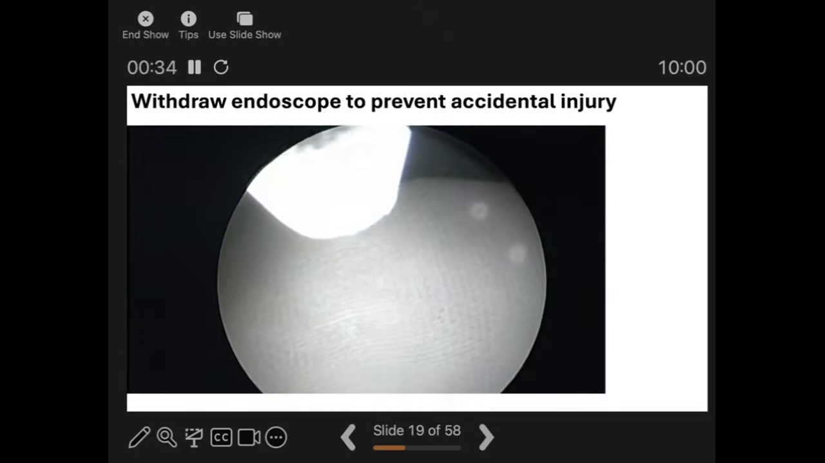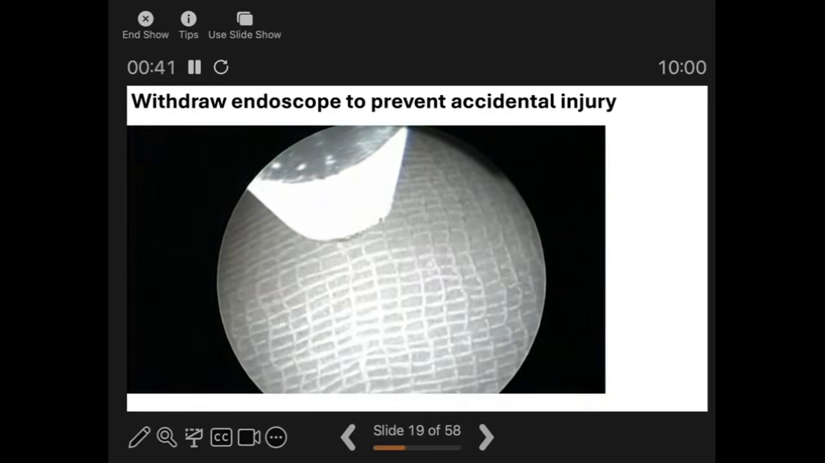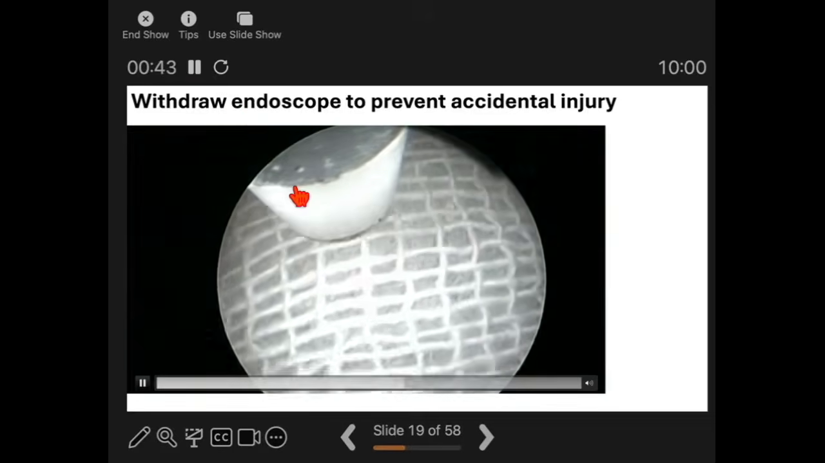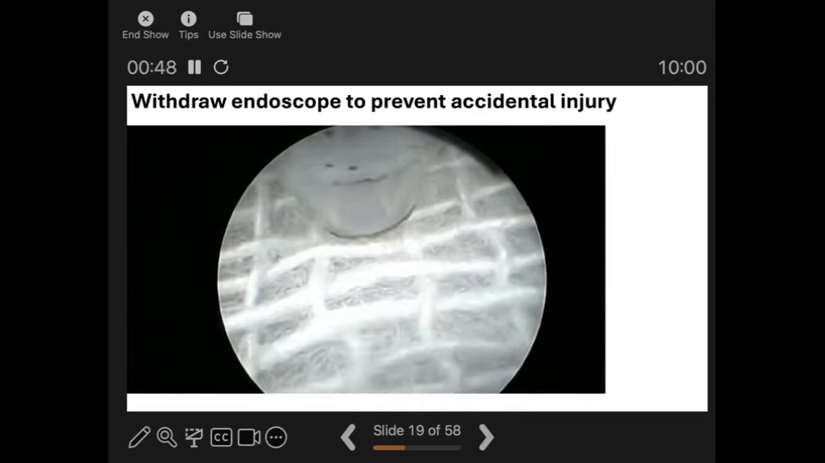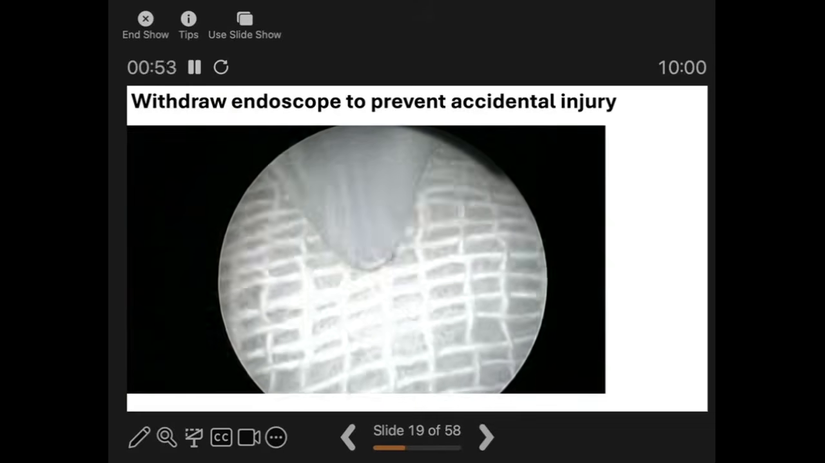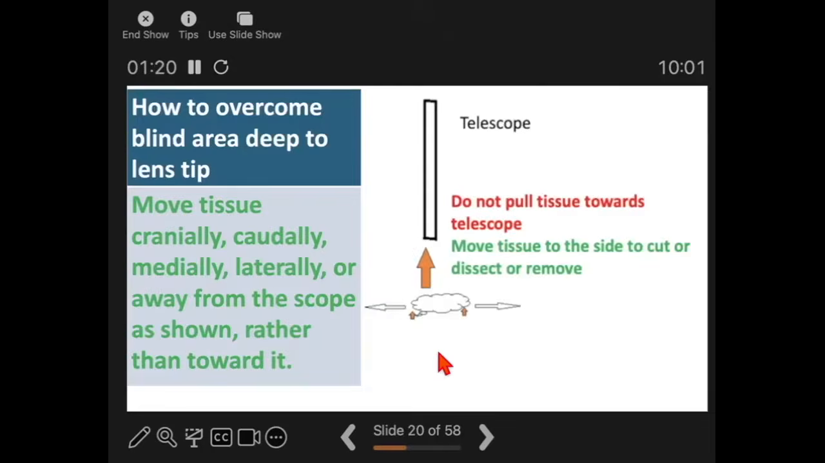Withdraw the endoscope slightly away from the target area, for example, the floor of third ventricle. Once the instrument comes in the view, then you gradually advance it towards the area of interest. But if you are very close to the surgical target, then the instrument can accidentally enter and suddenly perforate the floor, causing injury.